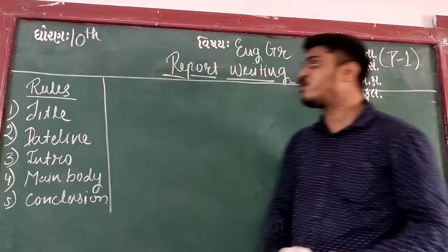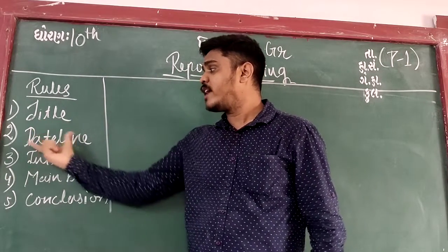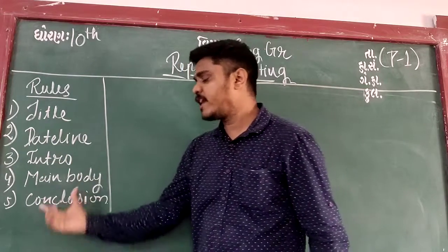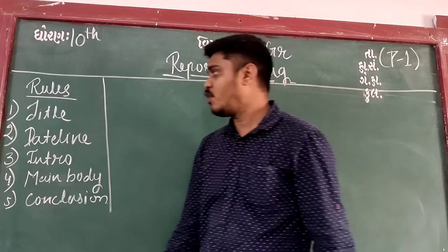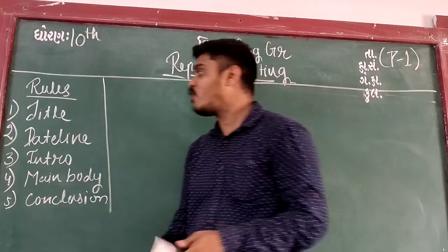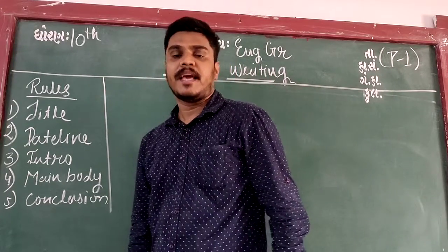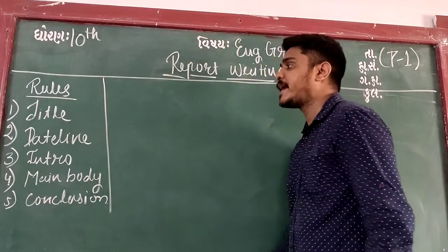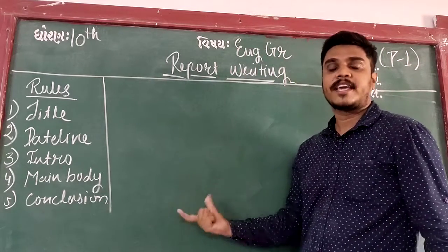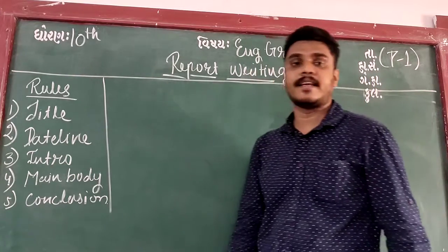First of all, a report should have a title, a dateline, an intro, a main body and a conclusion. Now, title. The title should be mentioned very well, the title or caption we can say. It should be clearly readable, and the brief idea of the report can be analyzed from this title. Got it? Now, second, dateline.